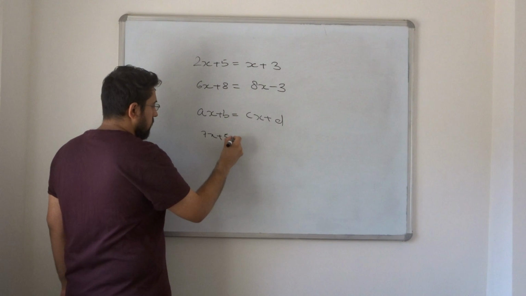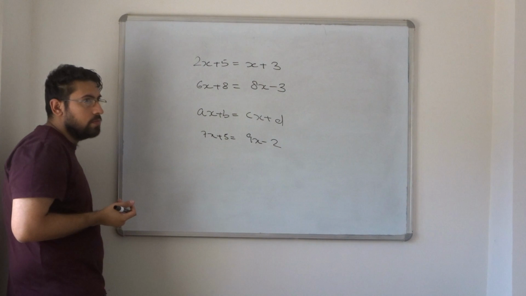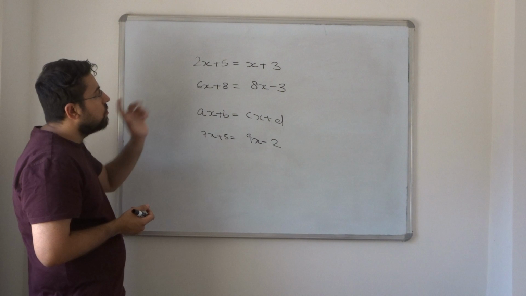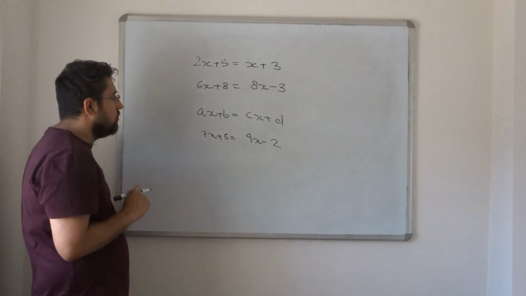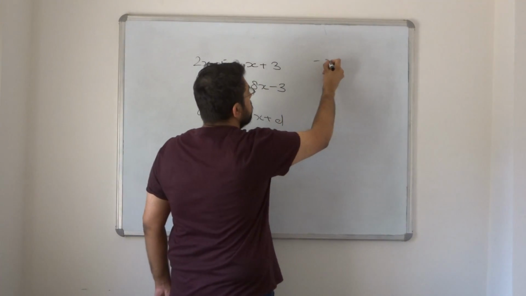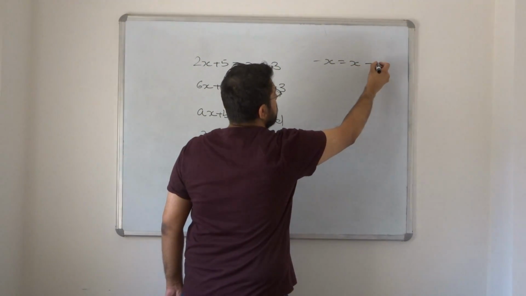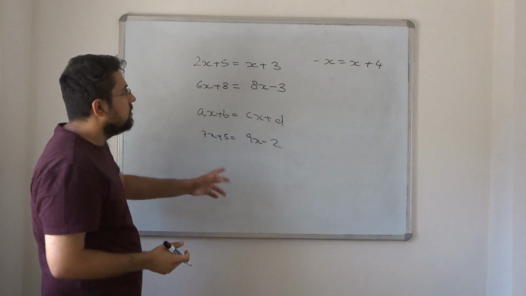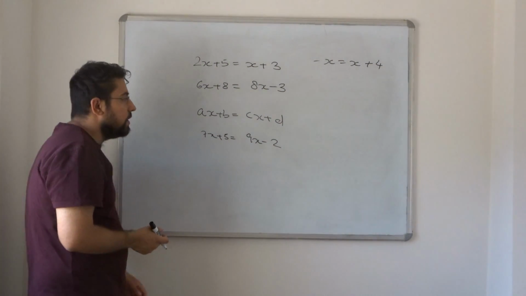7x plus 5 equals 9x minus 2. Okay, after this, I'll give you one more question in this form, a little tricky, and then we'll see where to go. Let me just put it down. After you solve these three, I want you guys to try and solve this one, plus 4. After you solve these three, try solving that one. That one's a little trickier, but you will be able to do it. Don't worry.